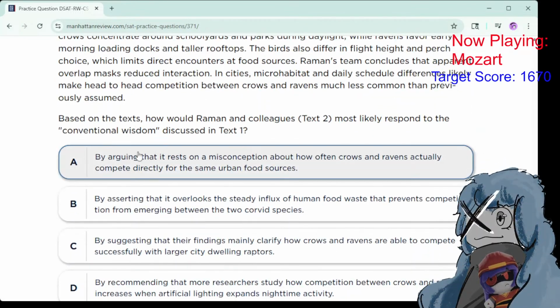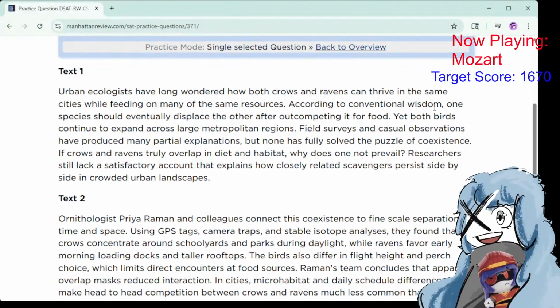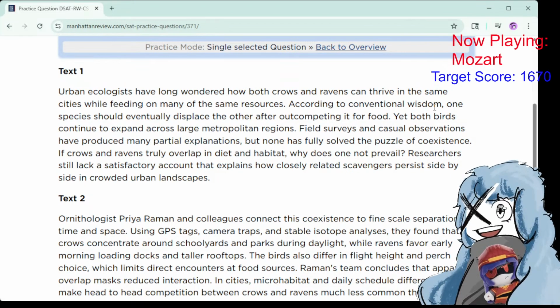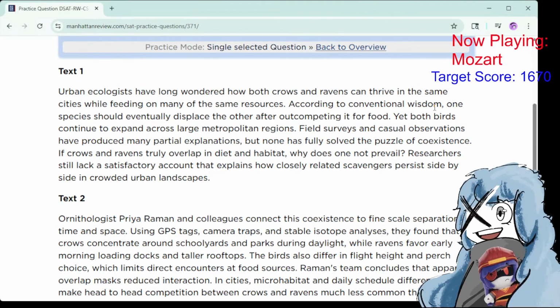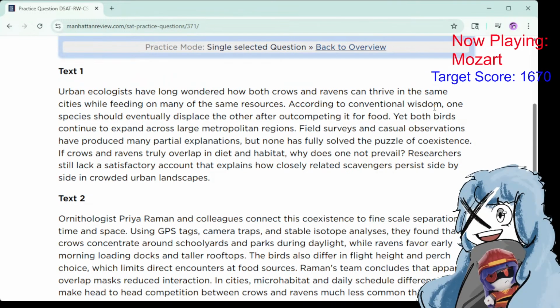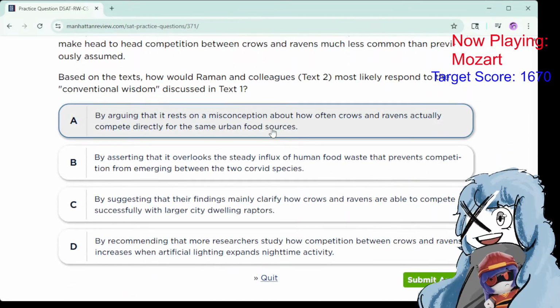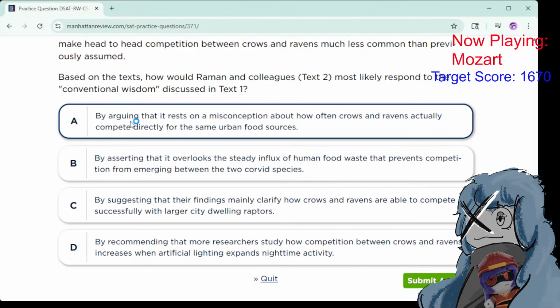The conventional wisdom is saying that eventually they will replace each other. Text 2, she will say, oh, although they do stay in the same region, they find themselves in different locations, such as crows in schoolyards and ravens on high rooftops. So, yeah, just find something that matches my explanation. By arguing that it's a misconception about how often crows and ravens compete directly for the same food. Basically, it's kind of the same thing as the last one, where it's a misconception about how often they actually butt heads.